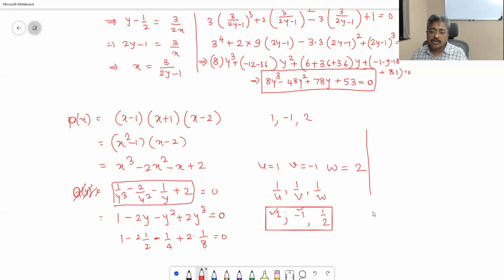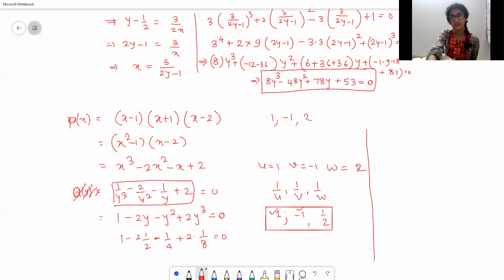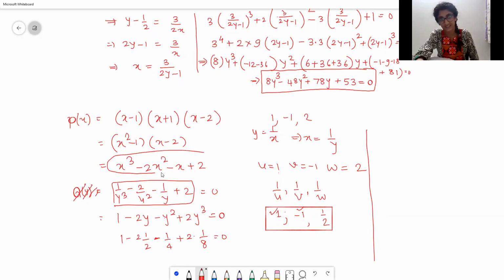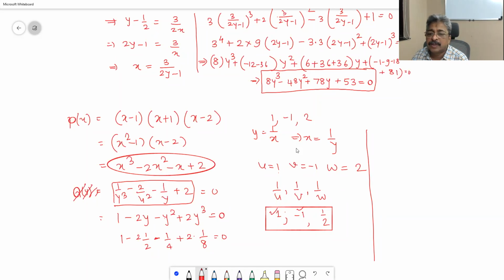Okay, let us do one more. Yes. Sir, how did you get 1 upon y cube minus 2 upon y square minus 1 upon y plus 2 equals 0? I am replacing now. We did that transformation. y is equal to 1 upon x. Therefore, x is equal to 1 upon y. So in this equation, you replace x by 1 upon y. You get this.